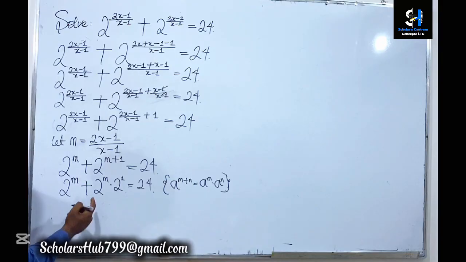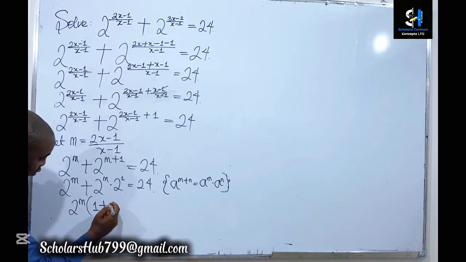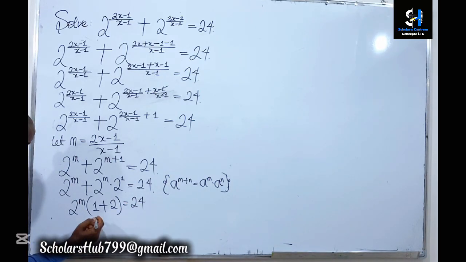All right, so in this case, 2 exponent m is a common factor. So I'm going to factor out 2 raised to the power of m, so that this will be 2 raised to the power of m, bracket 1 plus 2, equals 24. 1 plus 2, that will be 3.